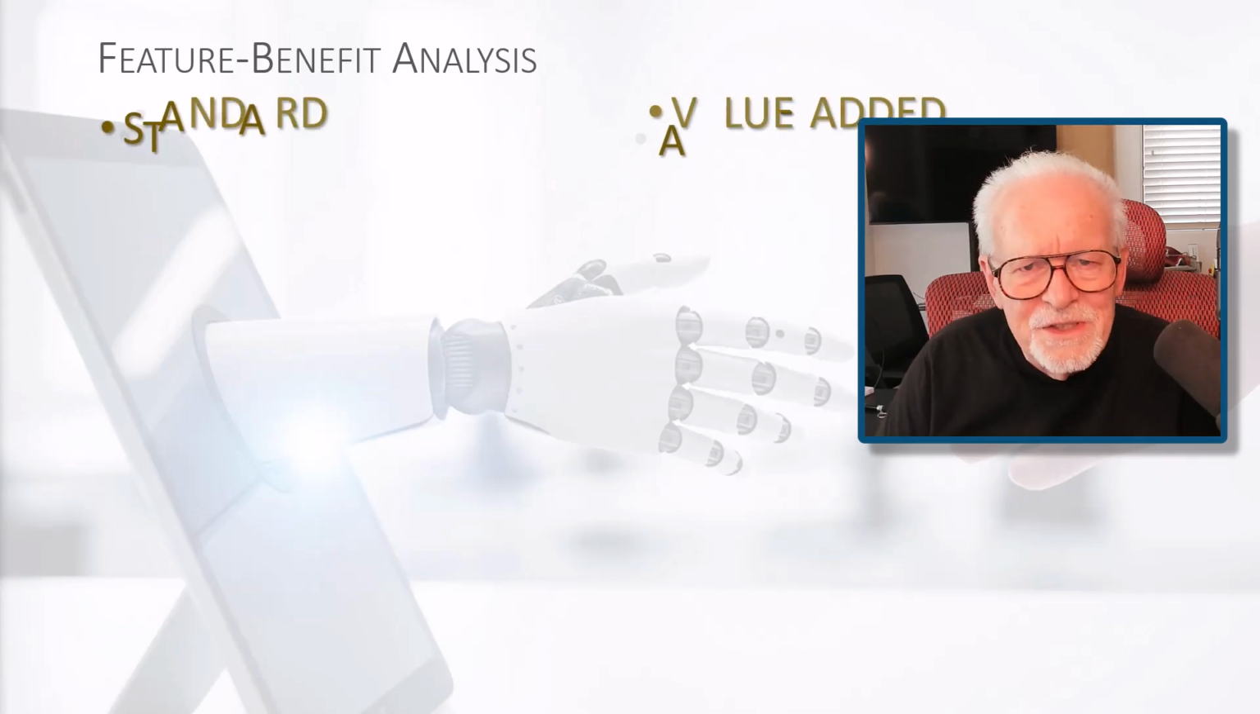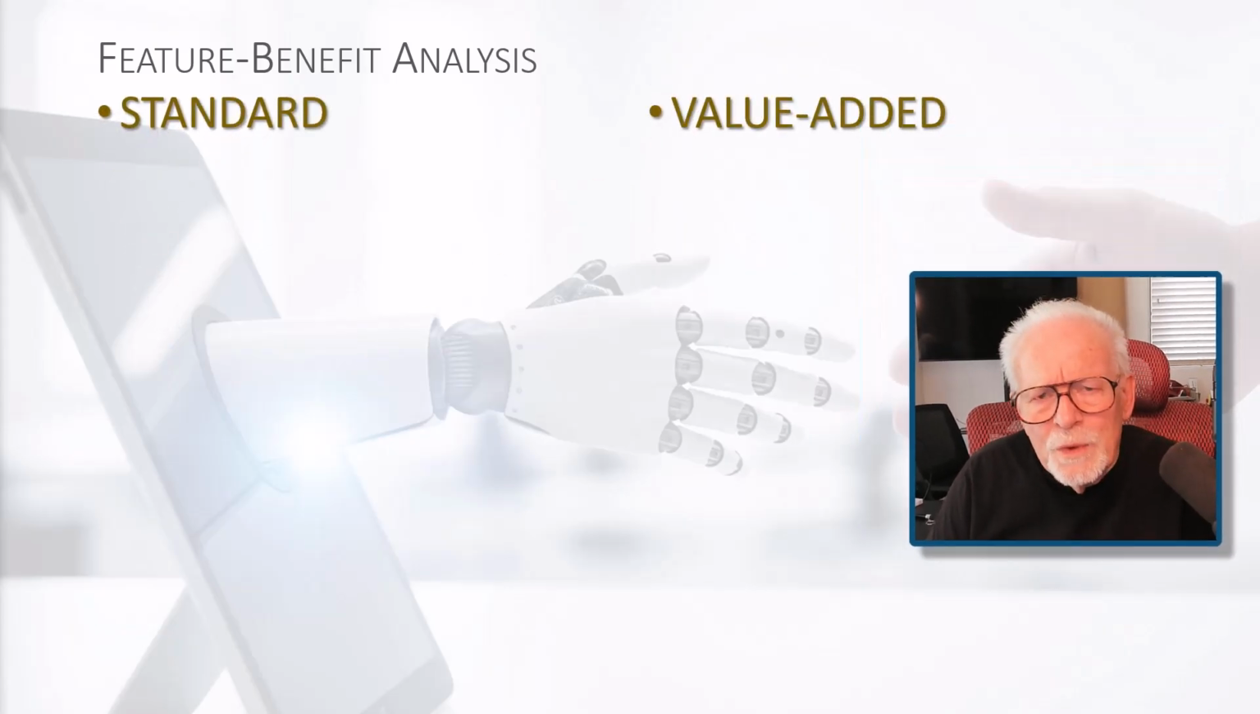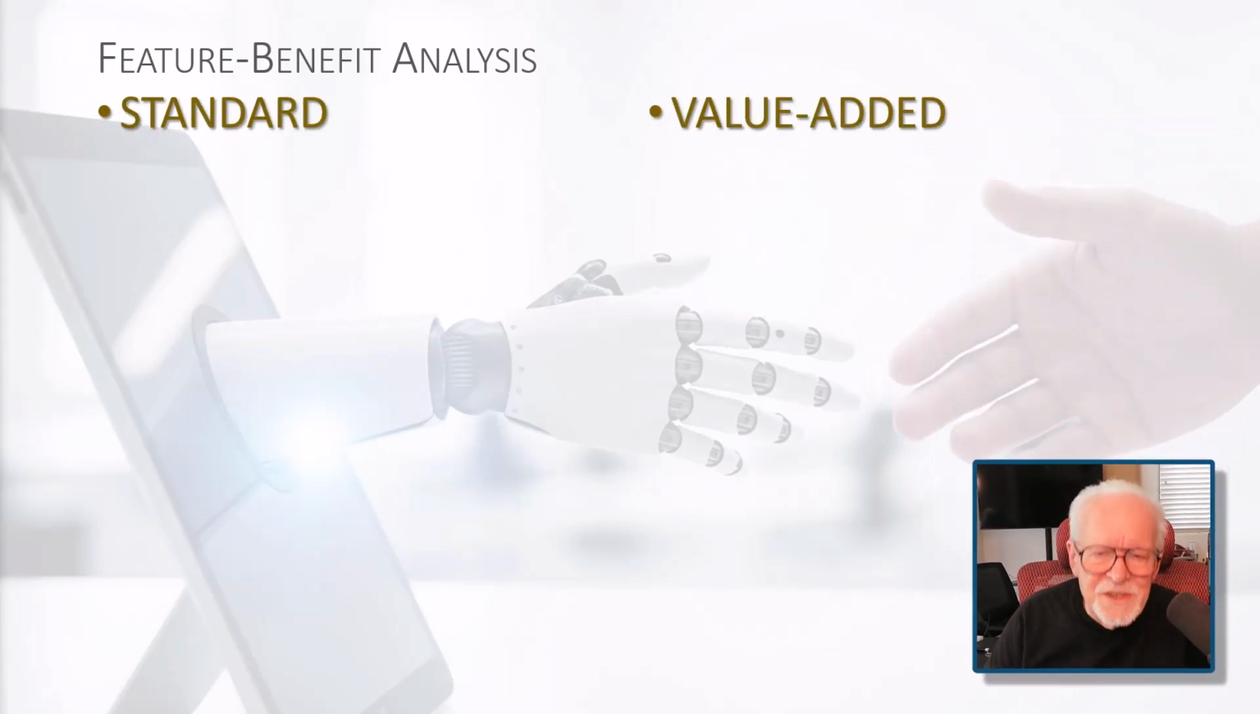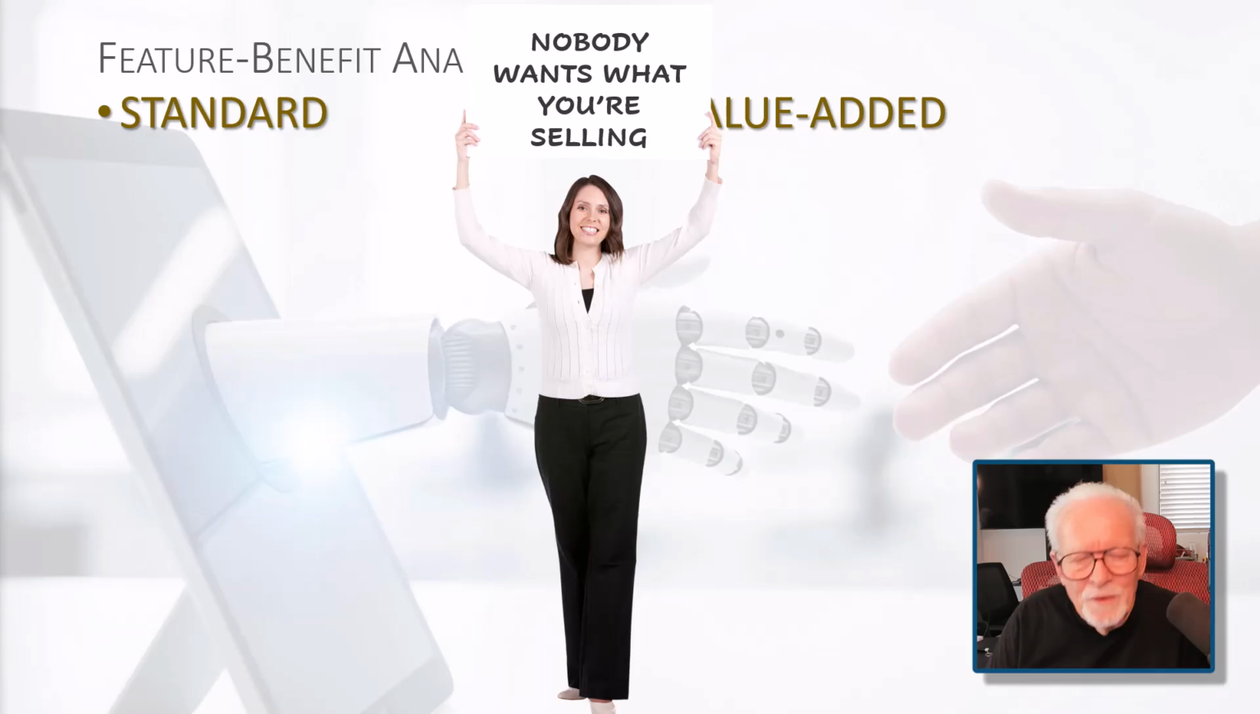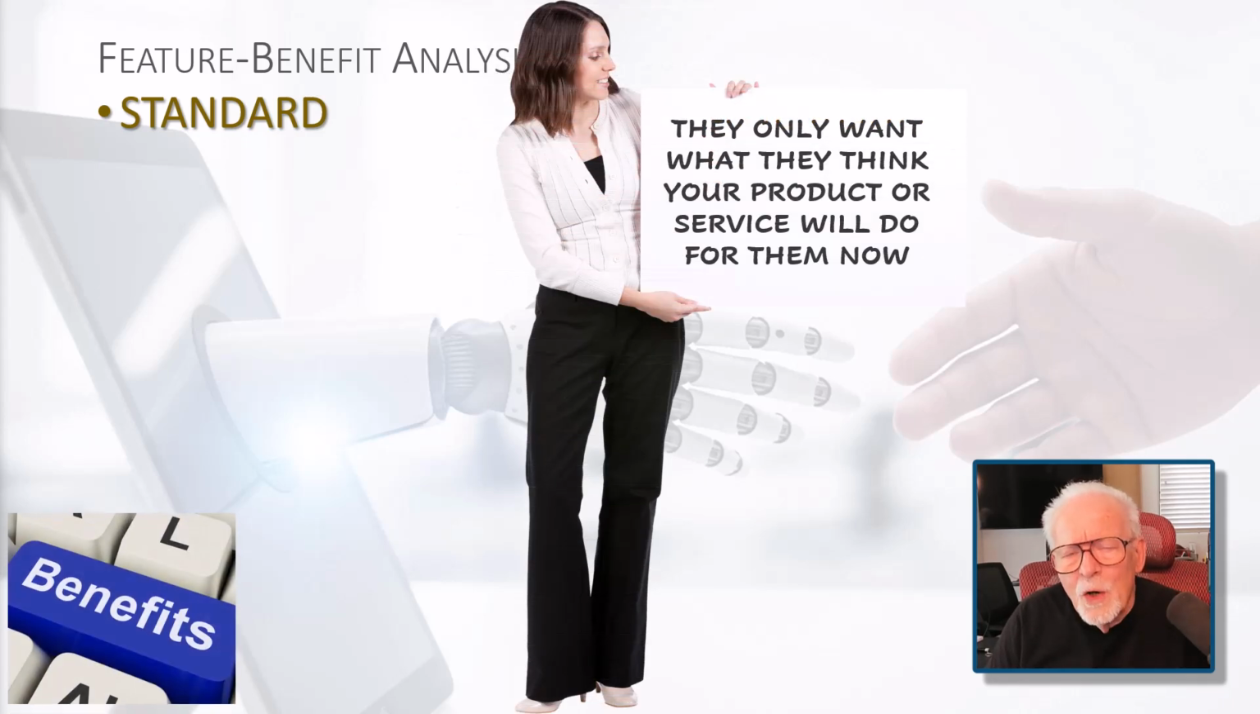So let's look at this closer. We're going to do a standard feature benefit analysis, and then we'll do a value-added feature benefit analysis. But remember this, nobody wants what we're selling. Nobody wants what you're selling. But you say you've made a lot of sales recently. Well, why did they buy? They only want what they think, not reality, our product or service will do for them, not what it did for someone else right now, not what we did for them in the past.